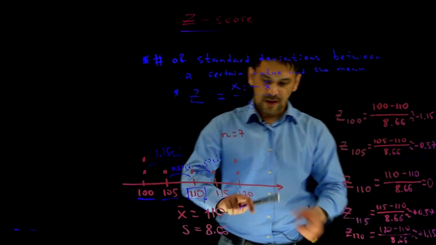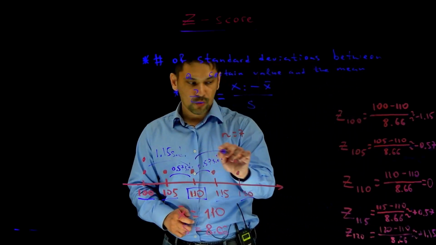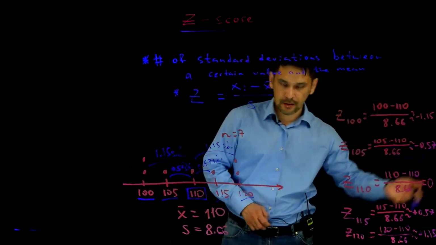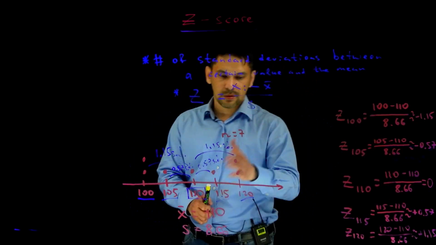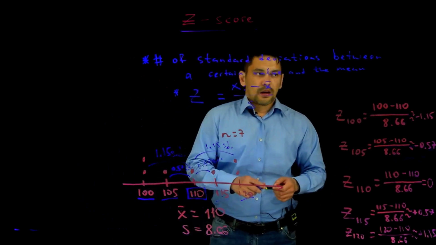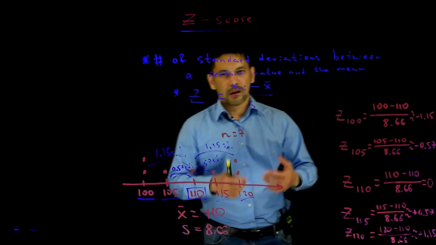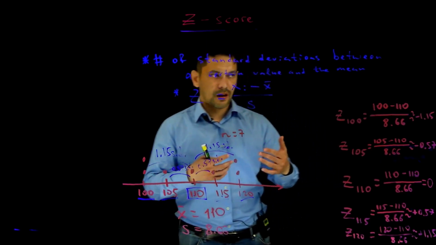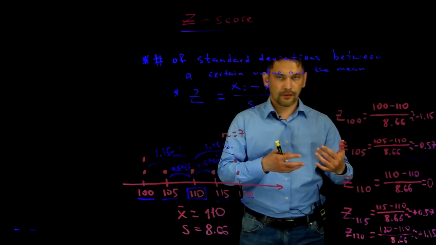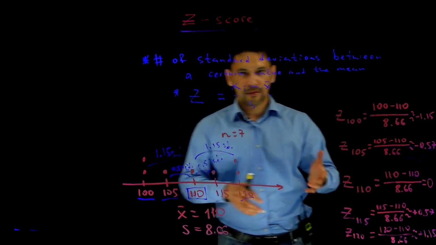The z-score of the last value, 120, is equal to plus 1.15. That means 120 is 1.15 standard deviations greater than the average. So the distance between this value and the average is equal to 1.15 standard deviations. Now, as you can see, we usually use a z-score to calculate how many standard deviations we have between a certain value and the average. So the z-score for a certain value shows how many standard deviations this value is away from the average.